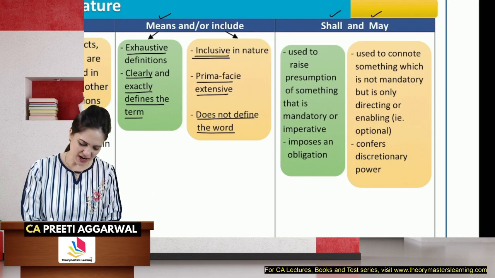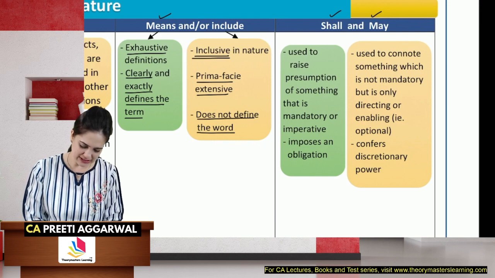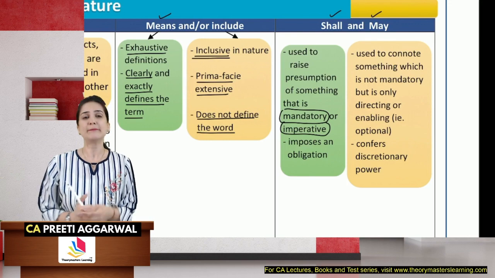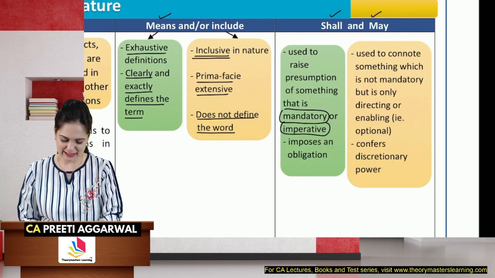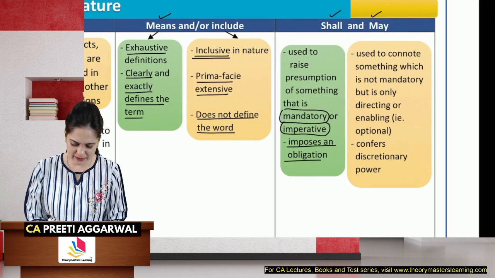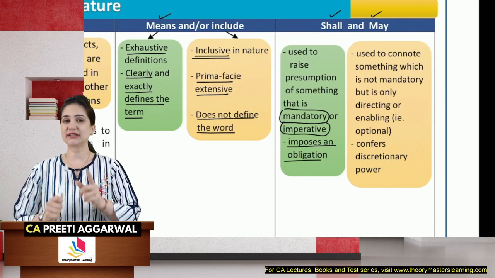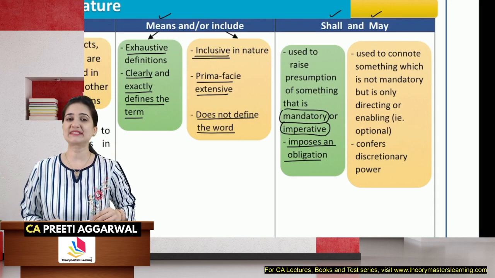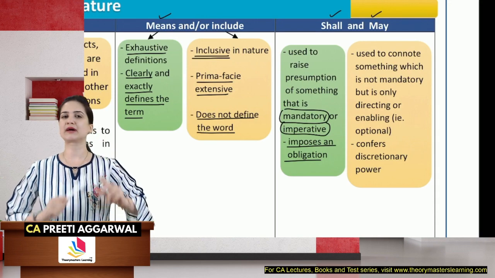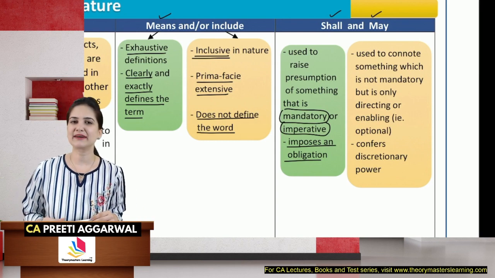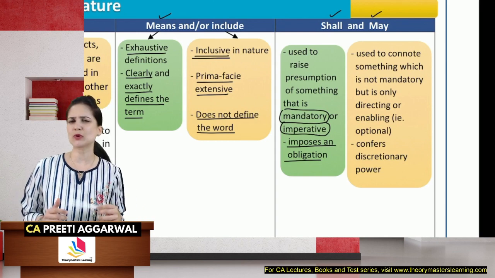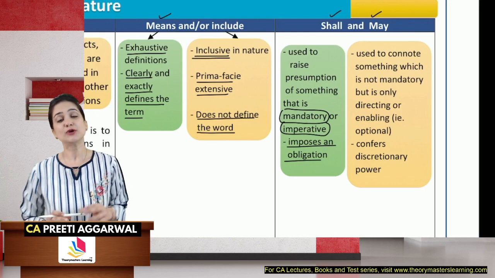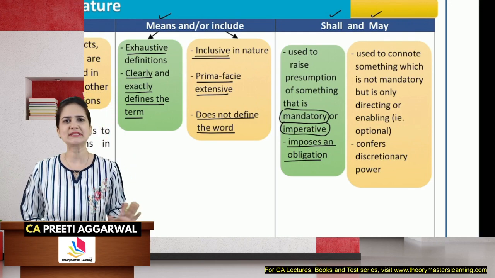So the word shall is used to raise a presumption that something is mandatory, it is imperative, it means you have to do it, but we are just telling it to you very politely. It imposes an obligation. Yes, it is to be done. For example, we say that the report shall be signed by a director and a company secretary, or if there is no company secretary, by two directors. You are saying that it should be done, but we are only saying it politely.